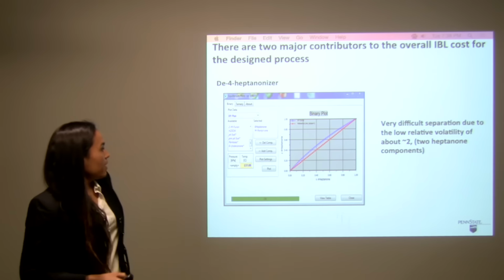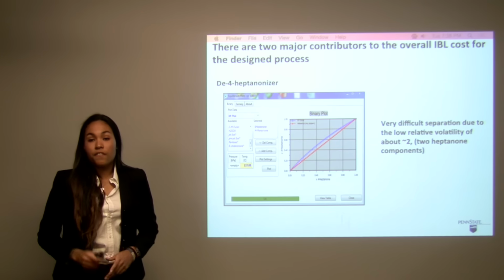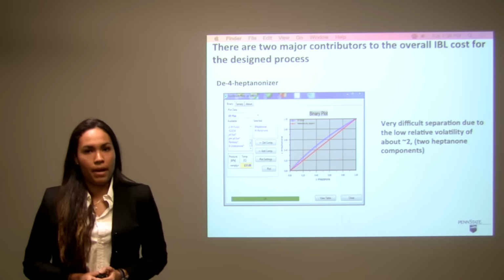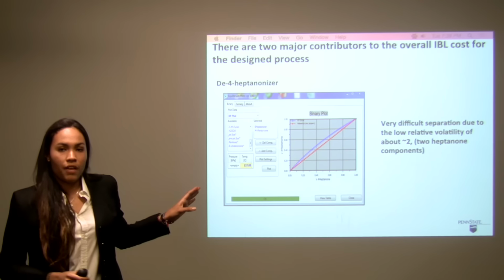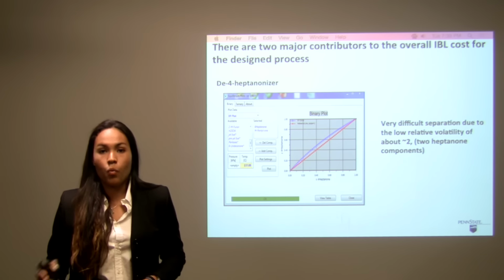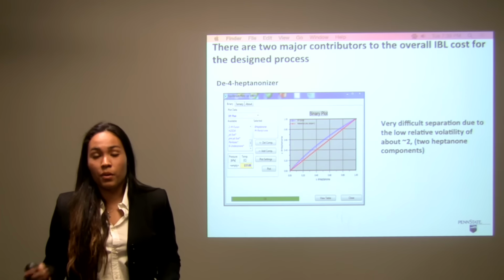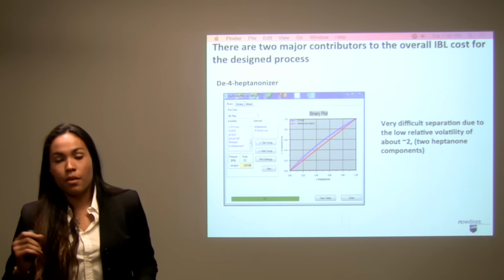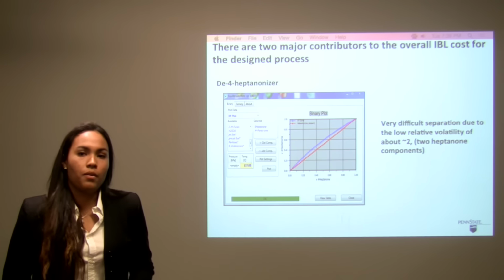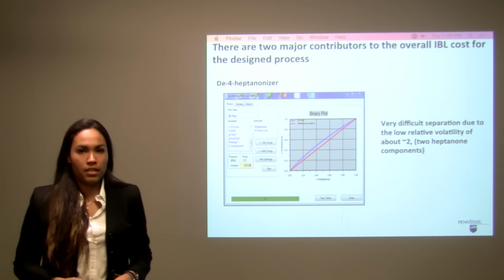So the first main contributor is the separation of the 2-heptanone and 4-heptanone. This is a very expensive process because it involves separating two very similar compounds. These compounds have to go to the trimerization reactor, and due to the lack of knowledge of the 4-heptanone, once it goes into the trimerization reactor, our team decided to try to purify this the most possible amount and try to get pure 2-heptanone. This involved one distillation column with about 160 trays.